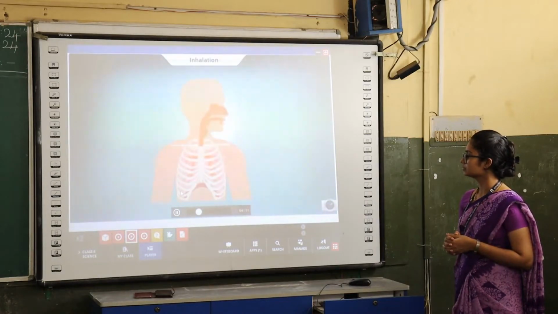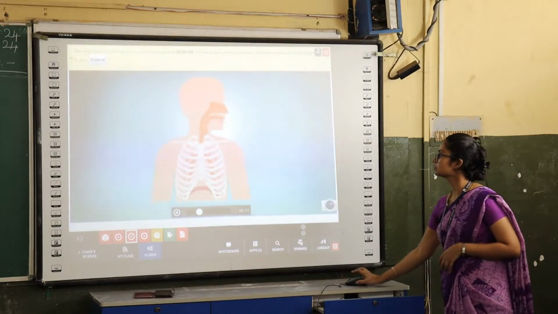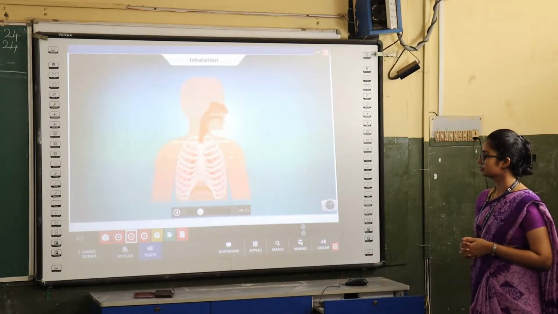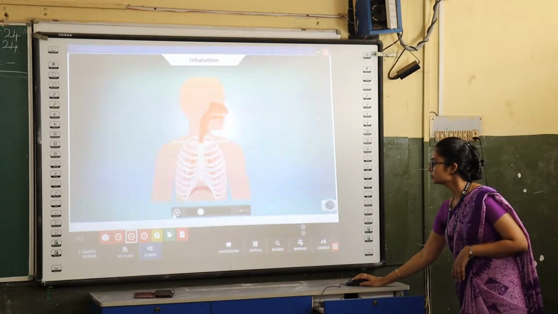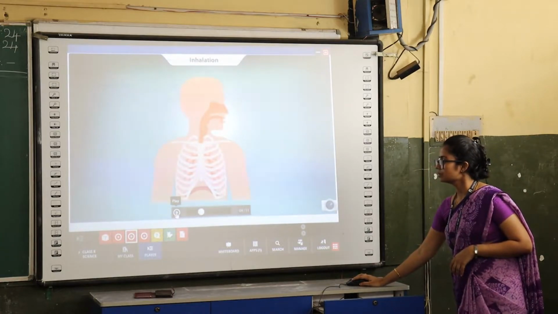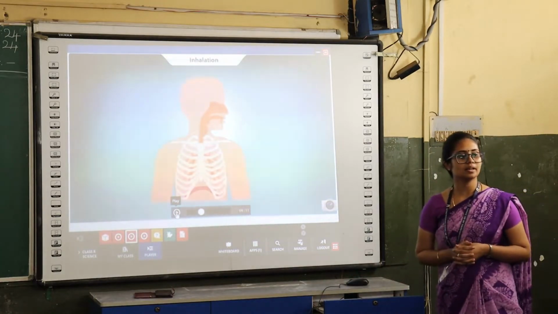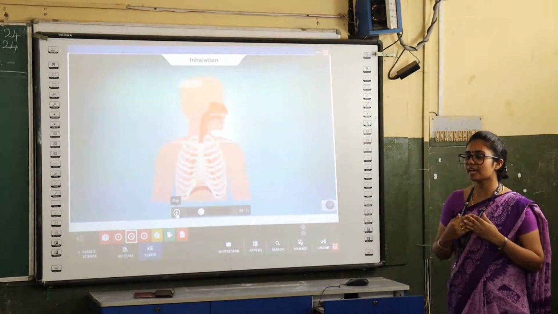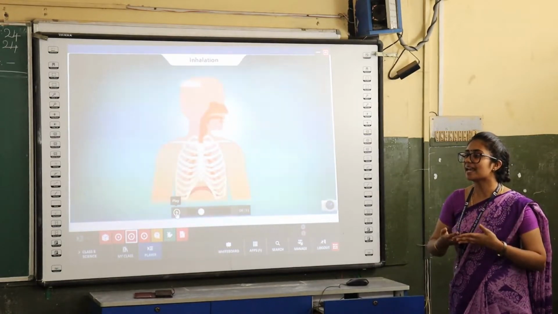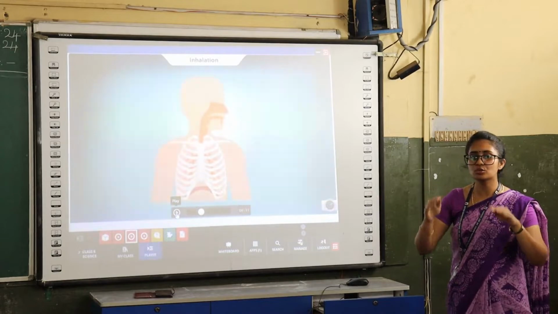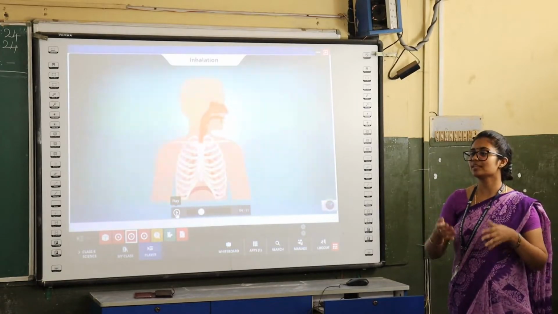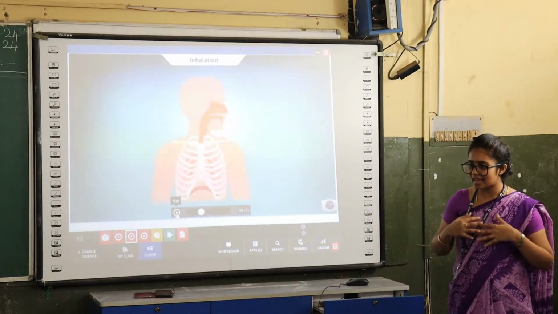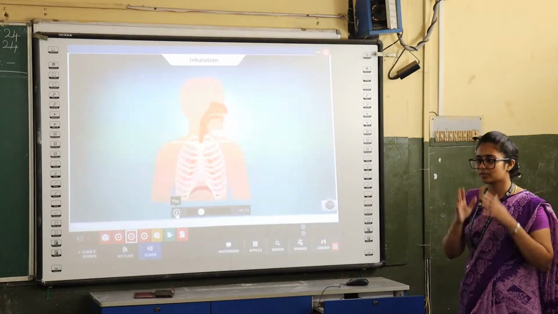When we breathe in or inhale, the ribs move up and outwards, while the diaphragm contracts and moves downwards. This enlarges the chest cavity. So, as we saw earlier, the diaphragm is going downwards during the inhalation and the rib cage is going outwards and upwards. That is when you breathe in. When you breathe out, that is during the exhalation, the diaphragm will go upwards and the rib cage will relax. That is, it goes downwards.